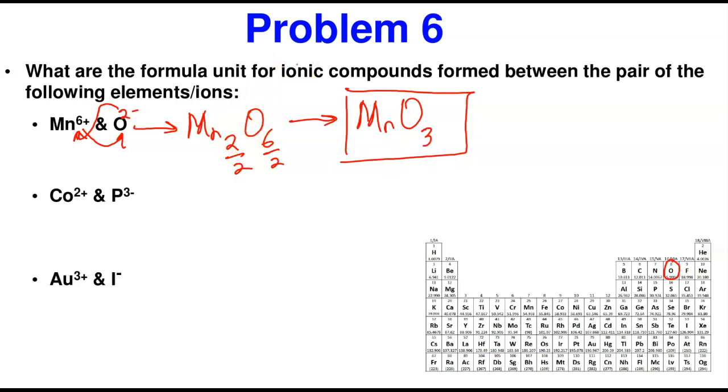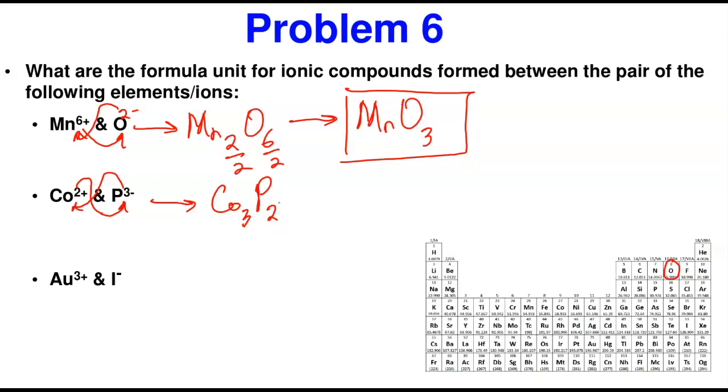Again, the next one. Cobalt. Okay, these two are given. I gave you both of them. So this is going to go to this one. And this guy is going to go to this guy. So what is it going to be? It's going to be cobalt will become 3 and phosphorus will become 2. And this becomes the formula.